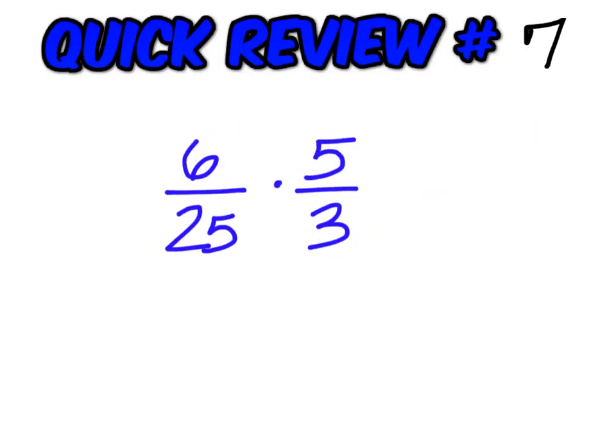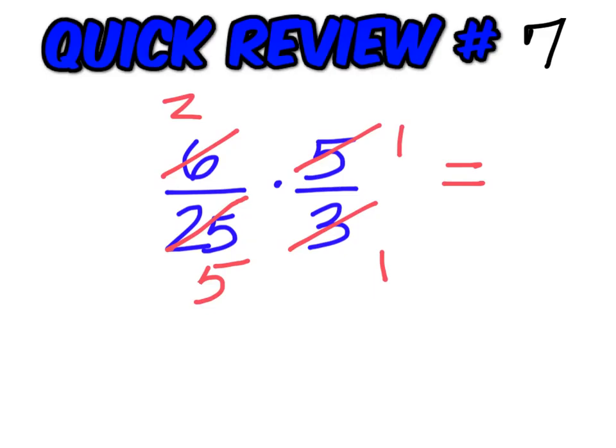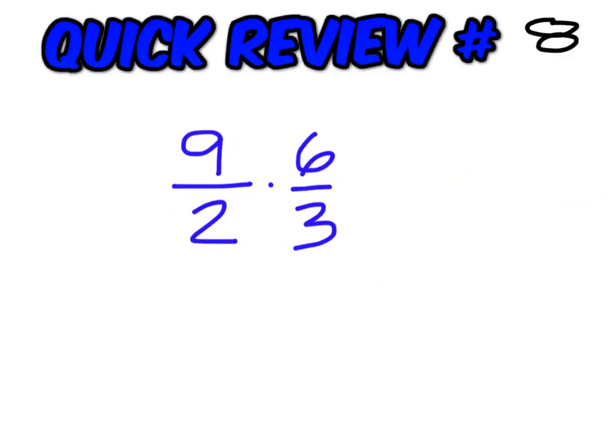What cancels? 6 and 3. 2 and 1. So now what? 1 and 5. What's the answer? 2 over 5. What cancels? 9 and 3. What do they become? And what about this? 3 and 1. Right? What's the answer?